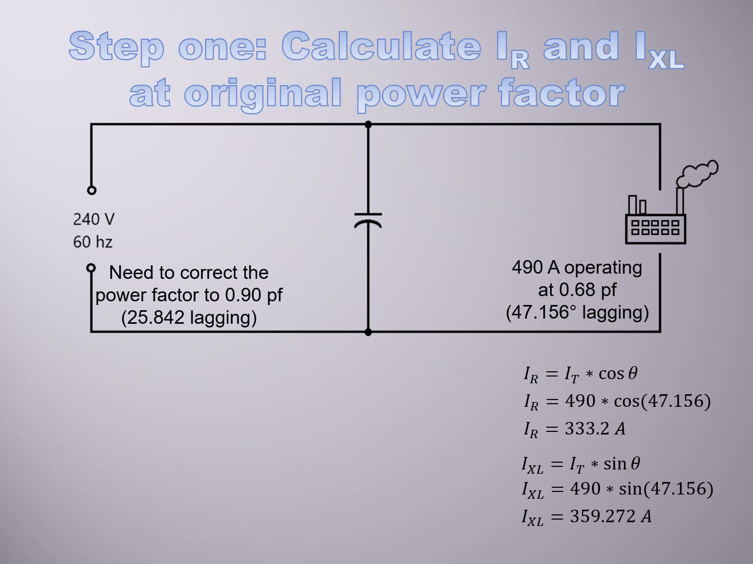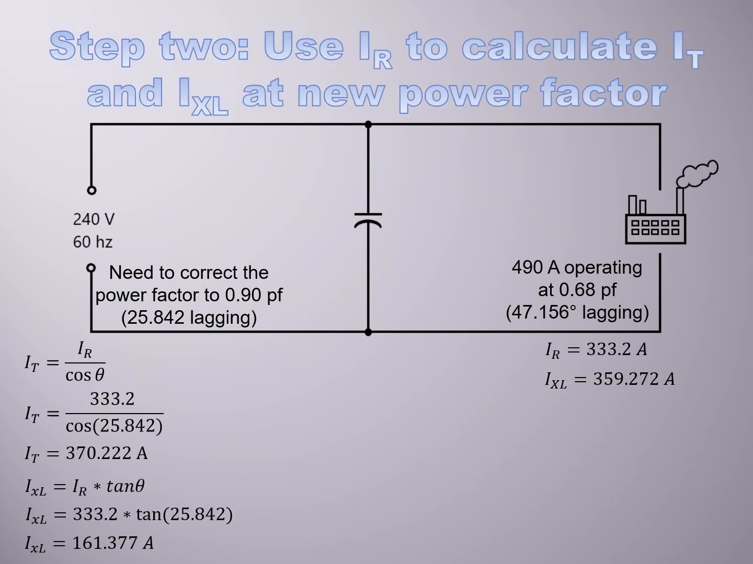To calculate what my reactive ampacity is, I take my I total and multiply it by the sine of the angle, which gives me a total reactive ampacity of 359.272 amps.